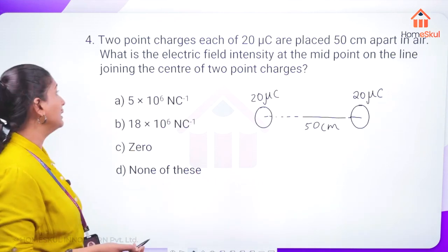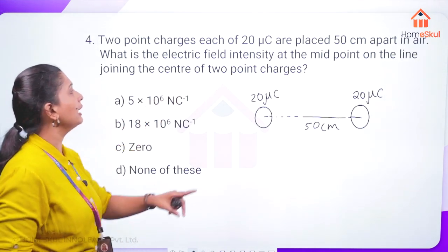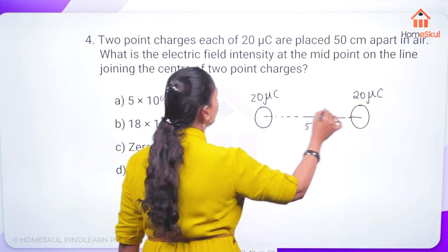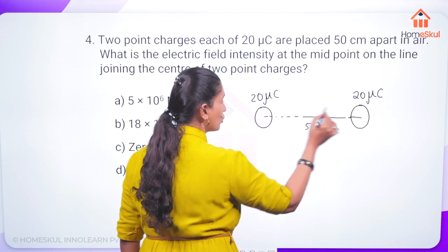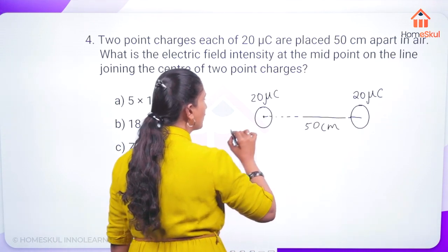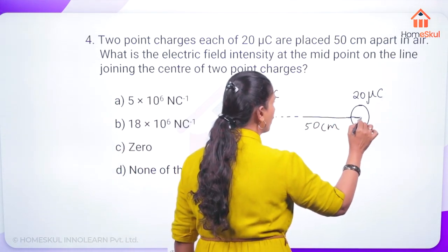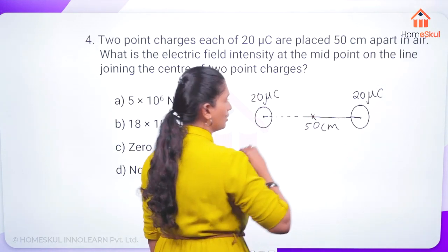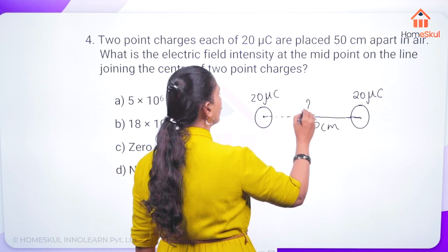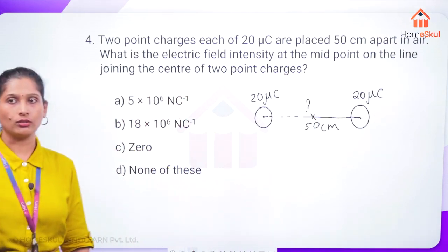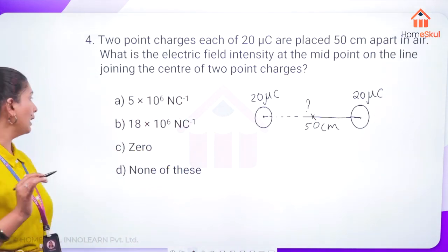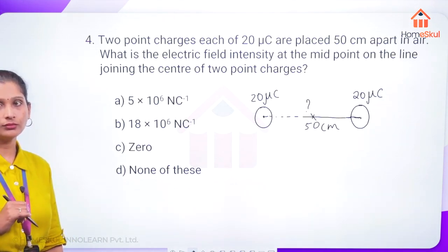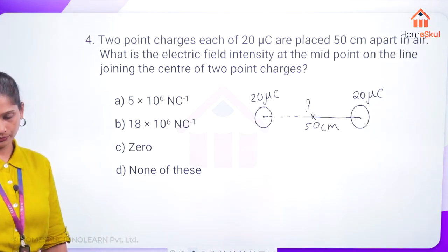And you want to find the electric field intensity at the midpoint on the line joining the center of the point charges. So, from the center of this point charge to the center of this point charge, if you are joining a line, the midpoint of this, what would be the electric field intensity here? That is the question. Okay, so now I think you can answer this. Come on, shoot.